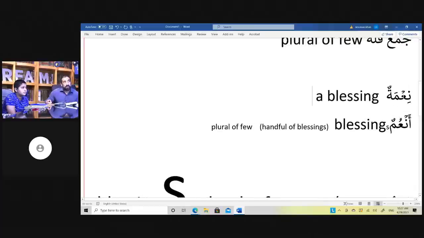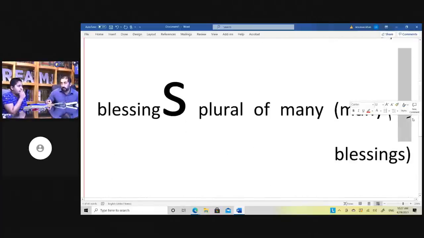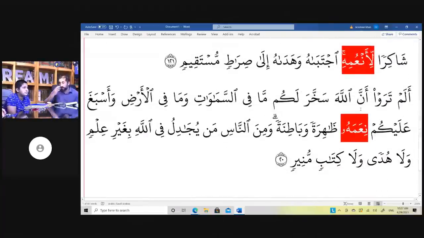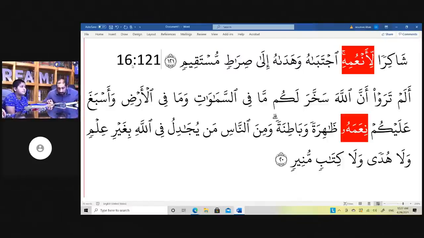So ni'matun, a blessing. An'umun, a handful of blessings. And ni'amun, many blessings. So in the Quran, you find both plurals being used. Once this one, once this one. Shakiran li an'umihi ijtabahu wa hadahu ila siratin mustaqim. This is surah number 16, ayah number 121. And the second one is 31:20.